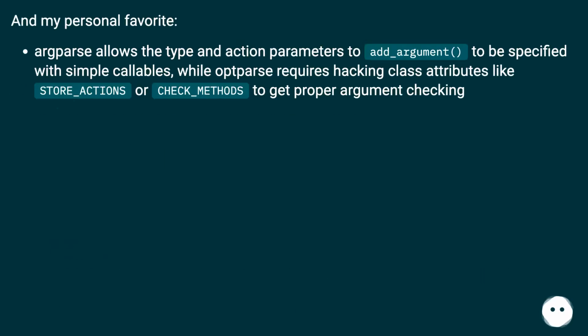And my personal favorite, argparse allows the type and action parameters to add_argument to be specified with simple callables, while optparse requires hacking class attributes like STORE_ACTIONS or CHECK_METHODS to get proper argument checking.